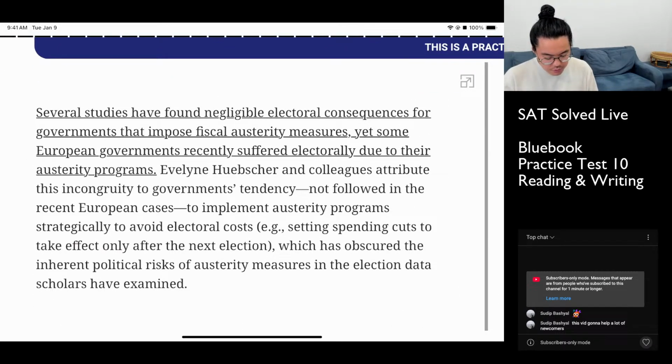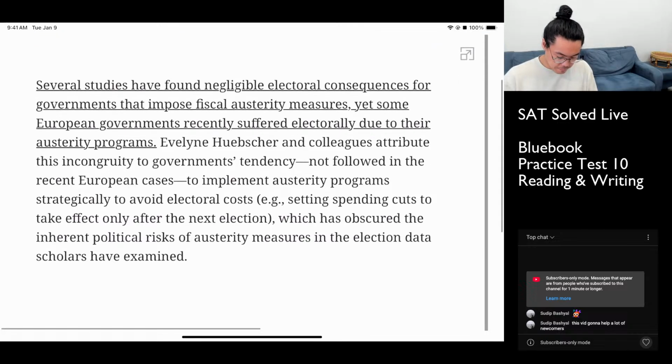Several studies have found small consequences for governments that impose fiscal austerity measures. Yet these governments suffered in politics due to their austerity programs, even though some studies say there is no consequence. So it's just directly contradictory. This contradiction is due to governments' tendency to implement austerity programs strategically to avoid electoral costs. Okay, I see. Which obscures.